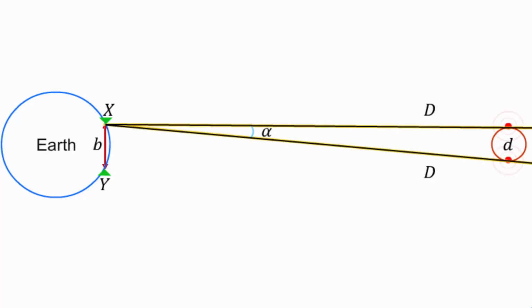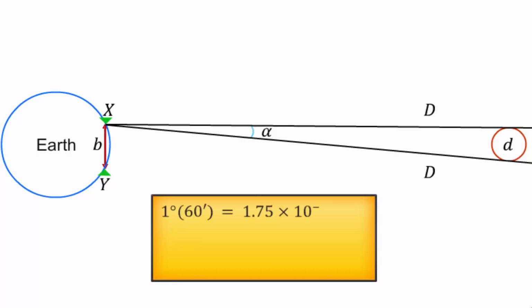For the purpose of these measurements, you must know the conversion of degrees into radians. 1 degree, or 60 minutes, is equal to 1.75 into 10 power minus 2 radians. 1 minute, or 60 seconds, is equal to 2.91 into 10 power minus 4 radians. 1 second is equal to 4.85 into 10 power minus 6 radians.